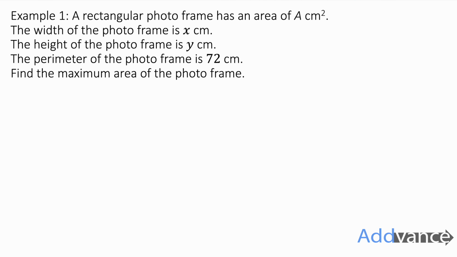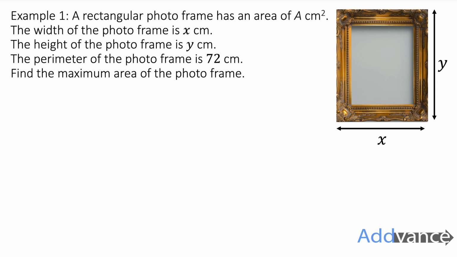Now, example 1. It says a rectangular photo frame has an area of A centimetres squared. The width of the photo frame is x and the height of the photo frame is y. The perimeter of the photo frame is 72 centimetres. Find the maximum area of the photo frame. So here we have a quick sketch of what that might look like. We have a photo frame, x across and y up.